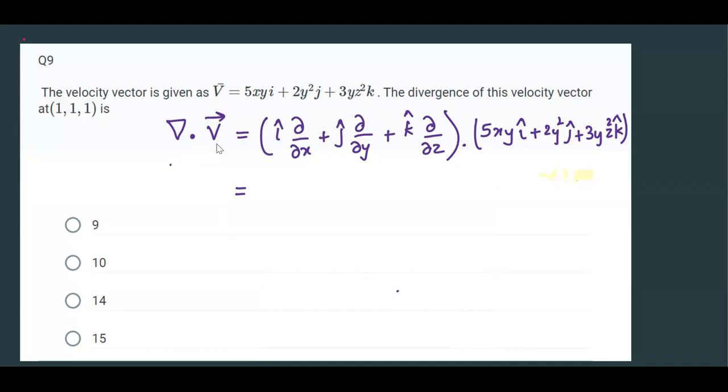Okay, so divergence is del dot vector. So i dou by dou x plus j dou by dou y plus k dou by dou z of 5xy i plus 2y square j plus 3yz square k. So i dot i is 1 and dou by dou x of 5xy plus dou by dou y of 2y square. Okay, so it is usually a1 b1 plus a2 b2 plus a3 b3, but it is not just a product, it's an operation, the partial derivative operation on this.